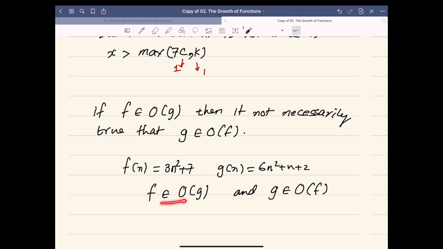If we have this situation that f belongs to big O of g and g belongs to big O of f, later we will define a new symbol. We can say that f belongs to big theta of g. So big theta means that if you switch the functions, then both big O's are true.